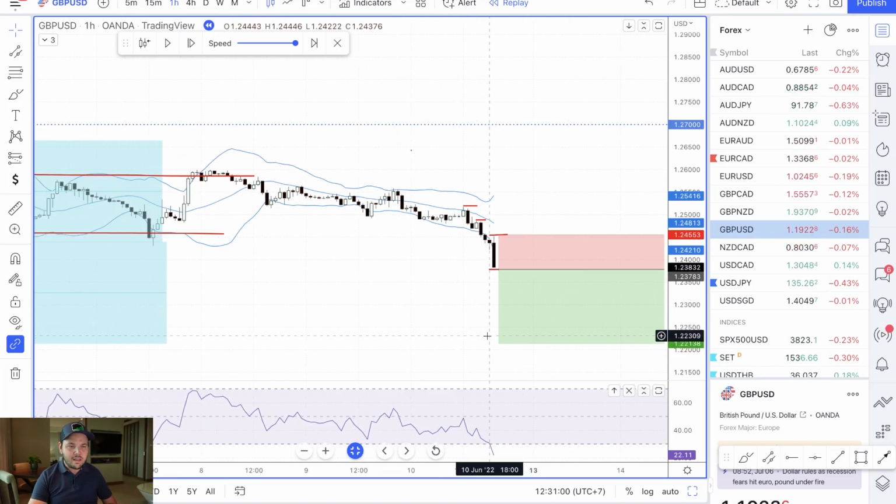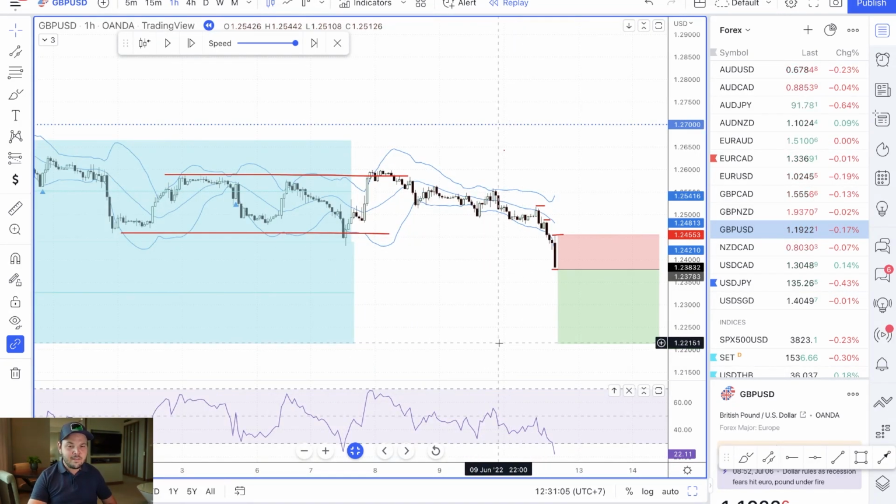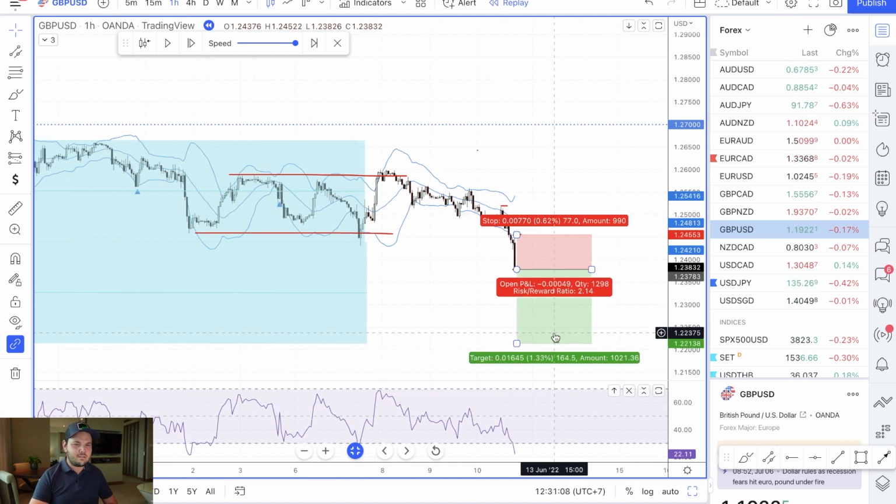Okay, of course you can do more. I might do like a 2 to 1 and then a 3 to 1 if I want to be safe. So half the profit at 2 to 1, the other half at 3 to 1. Actually, let's just do that. Okay, let's see how this works.